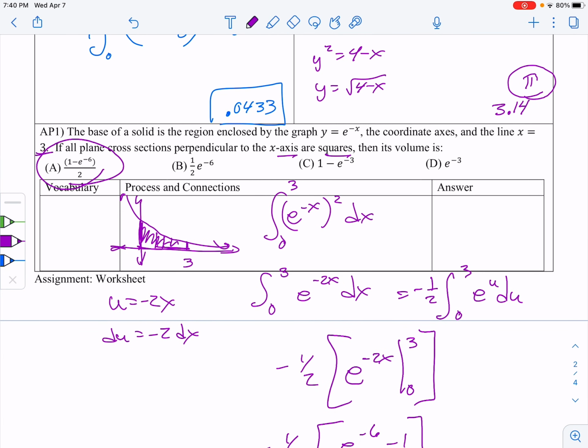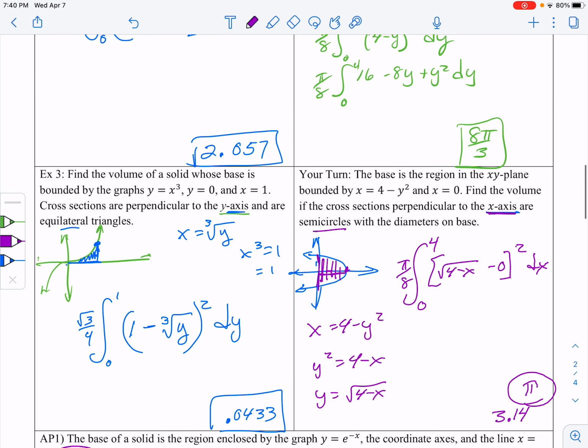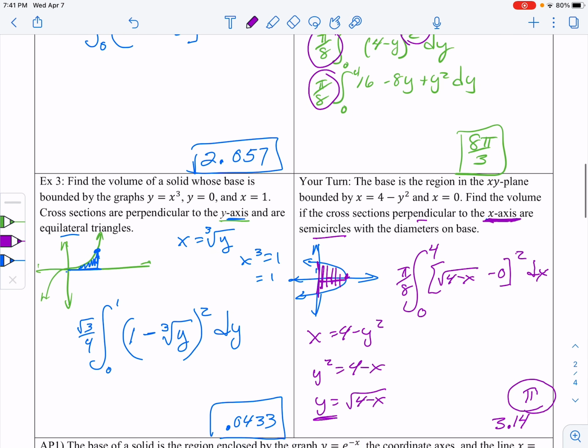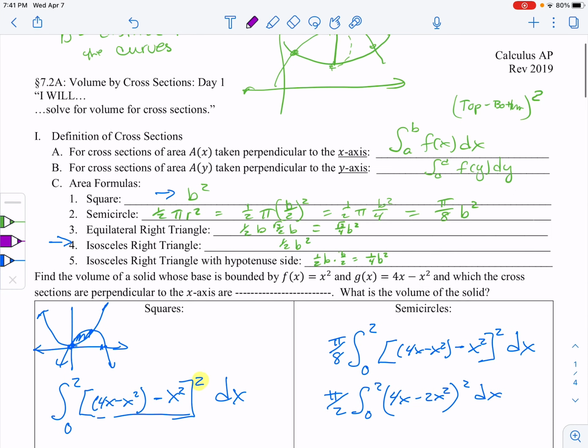Good stuff, y'all. So what are you going to pay attention to? Am I perpendicular to the x or the y? If it's the x-axis, you need an equation with y equals. If it's to the y-axis, you need an x equals. Make sure you remember to square things. Make sure you learn these formulas. We don't give those to you. You have to know those. So these right here, commit to memory.